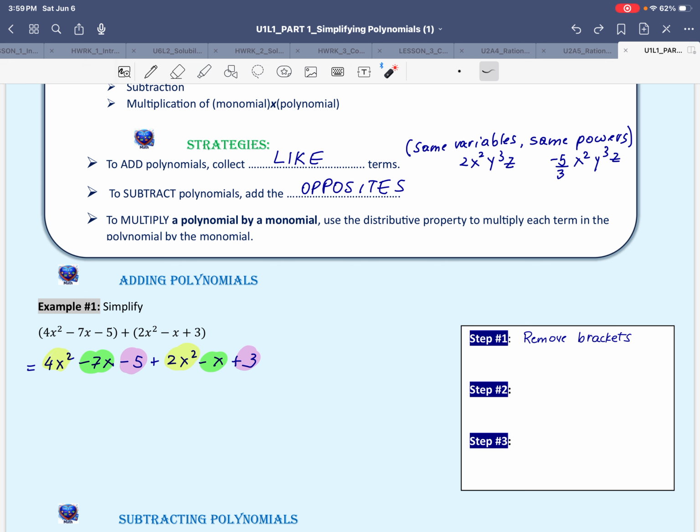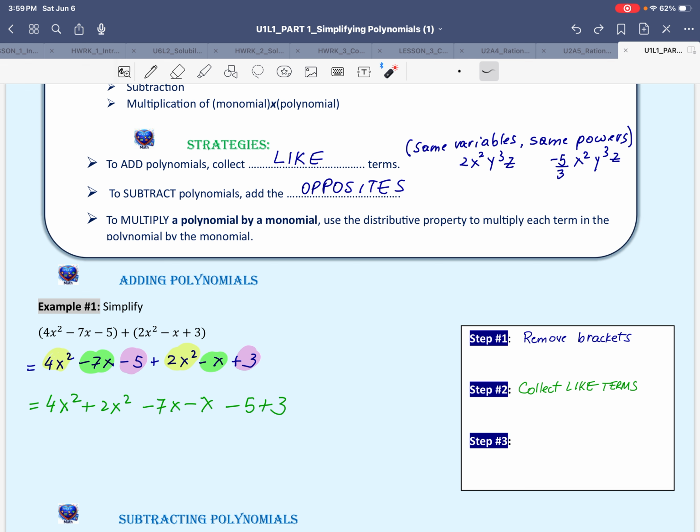In the meantime, I would start off with collecting like terms. So as you can see here, I have x squared terms. I have 4x squared and 2x squared. And then negative x and negative 7x are also like terms, and negative 5 and plus 3 are constant terms, so they're alike. So we collected like terms in the next step, so we bring them close to each other, and then in the last step we'll simplify.